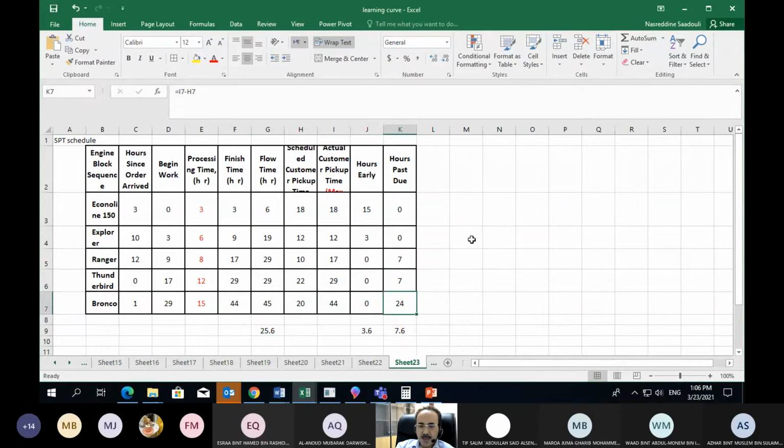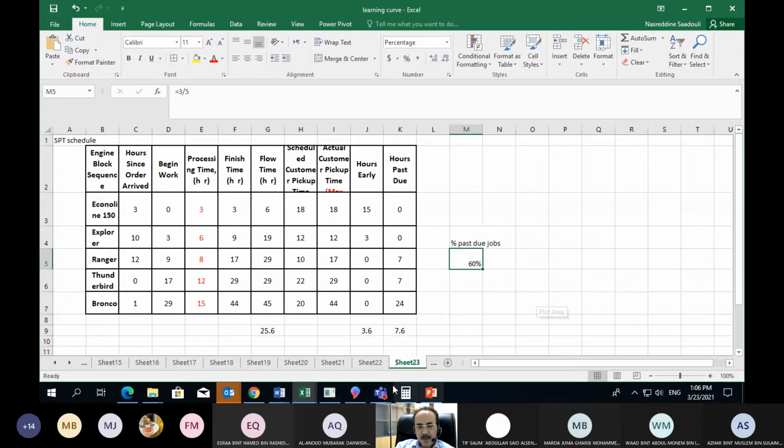What will be therefore the percentage of past due jobs in this example? Well, it's going to be the number of jobs that are past due, which is 3, divided by the total number of jobs, which is 1, 2, 3, 4, 5. Okay, so it's going to be 0.6. If we make it a percentage, 60%.